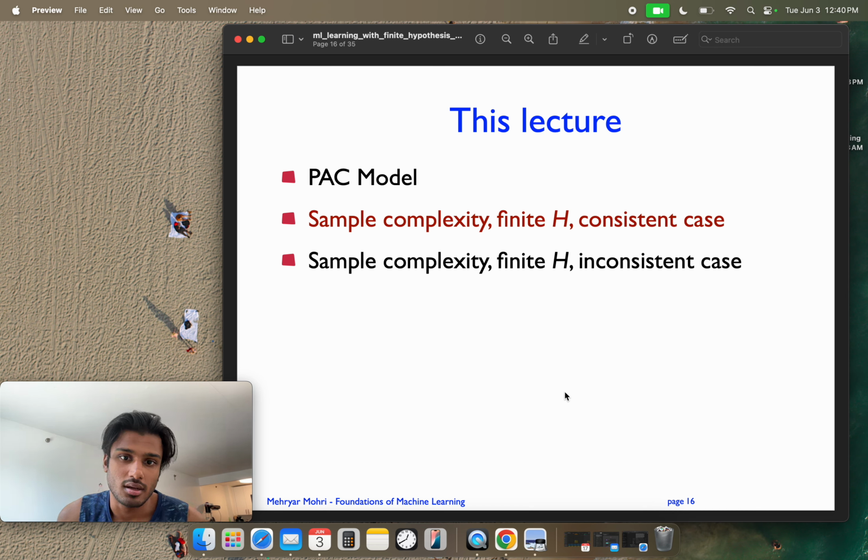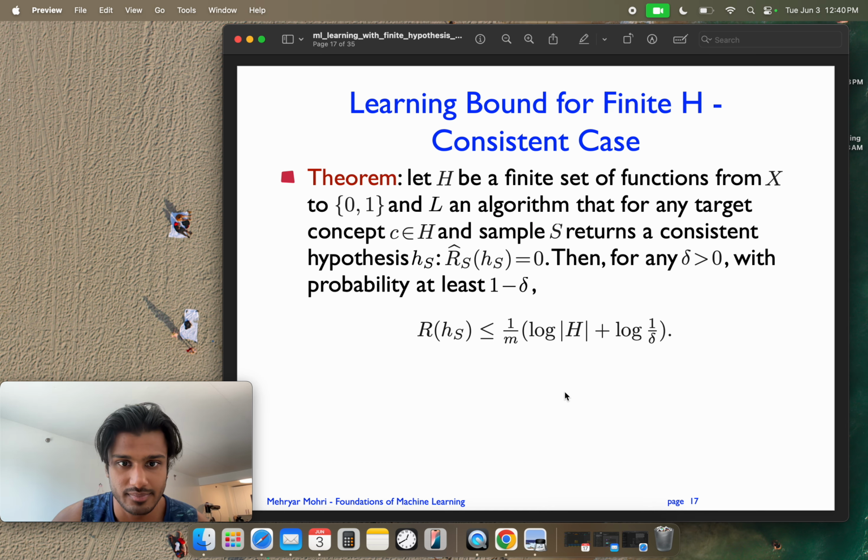In this part we're going to discuss sample complexity and finite hypotheses, which was the main goal, and the consistent case. So what does consistent case mean? Let H be a finite set of functions from X to {0,1}, and L be an algorithm. Whatever concept C belongs to the class H, and given a sample, the overall idea is that the algorithm returns a consistent hypothesis, which means that the empirical risk is 0. Consistent means that on all the samples that you gave the algorithm during training, it's right on everything. So it's a consistent case, which is not really how it happens in practice, but let's study it for now.